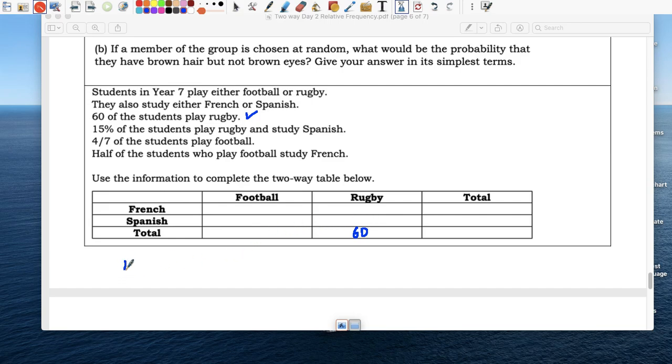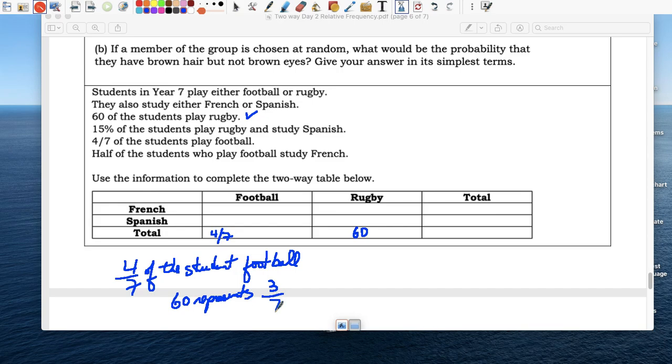Now, let's see what that means. So 4/7 of the students play football, which means that it's this guy right here. This is 4/7, right, of the students play football, which means this 60, because 4/7 of them play football, and this is the total, so the 60 right there represents 3/7 of the total. Right? So 60 is 3/7. Think about this for a second.